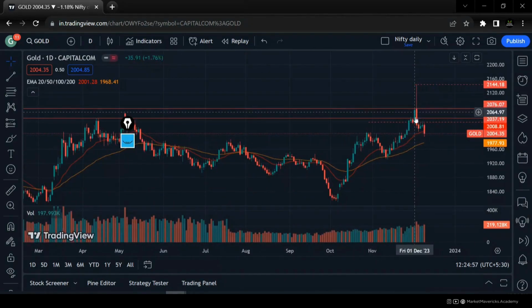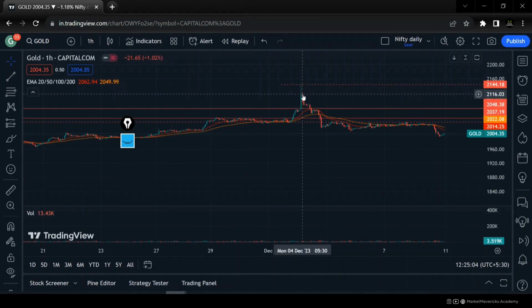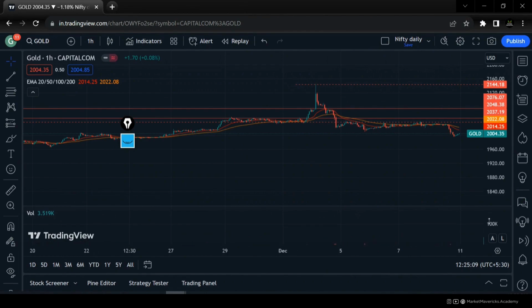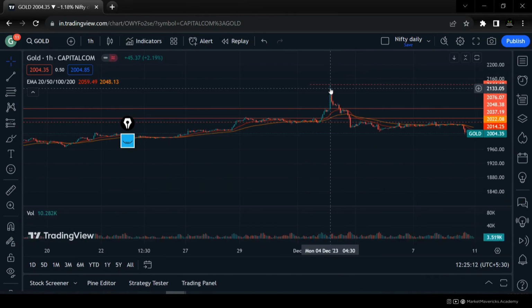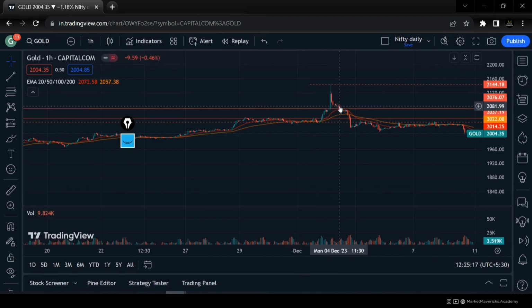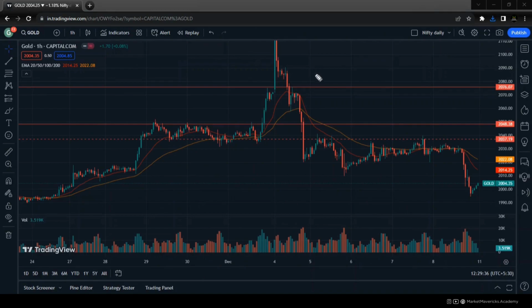Even if you look at this breakout in the hourly chart, there are clear signs of rejection here, and even in the hourly chart you will not see any volumes in the breakout candle. And what happened: the market came back and retested, but there were no signs of rejection. This is a clear negative price action. So I exited most of my gold holdings somewhere around here. And then what did the market do? It gave a clear negative price action.